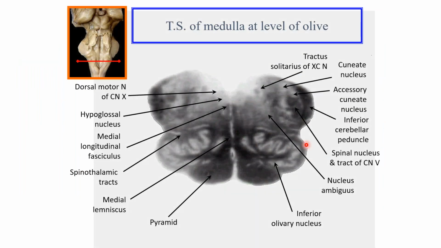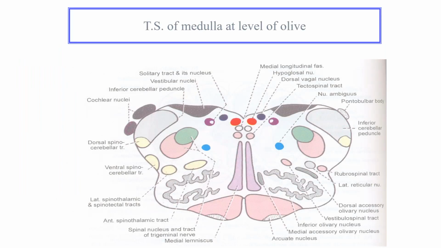Now you should also know about the section at the level of the olive. At the level of the olive, very prominently seen will be the inferior olivary nucleus and all the components of the inferior olivary complex, that is the dorsal accessory olivary nucleus, the inferior olivary nucleus, and the medial accessory olivary nucleus. The inferior olivary complex will be visible at this plane, and again the pyramid and arcuate nucleus from the anterior part.